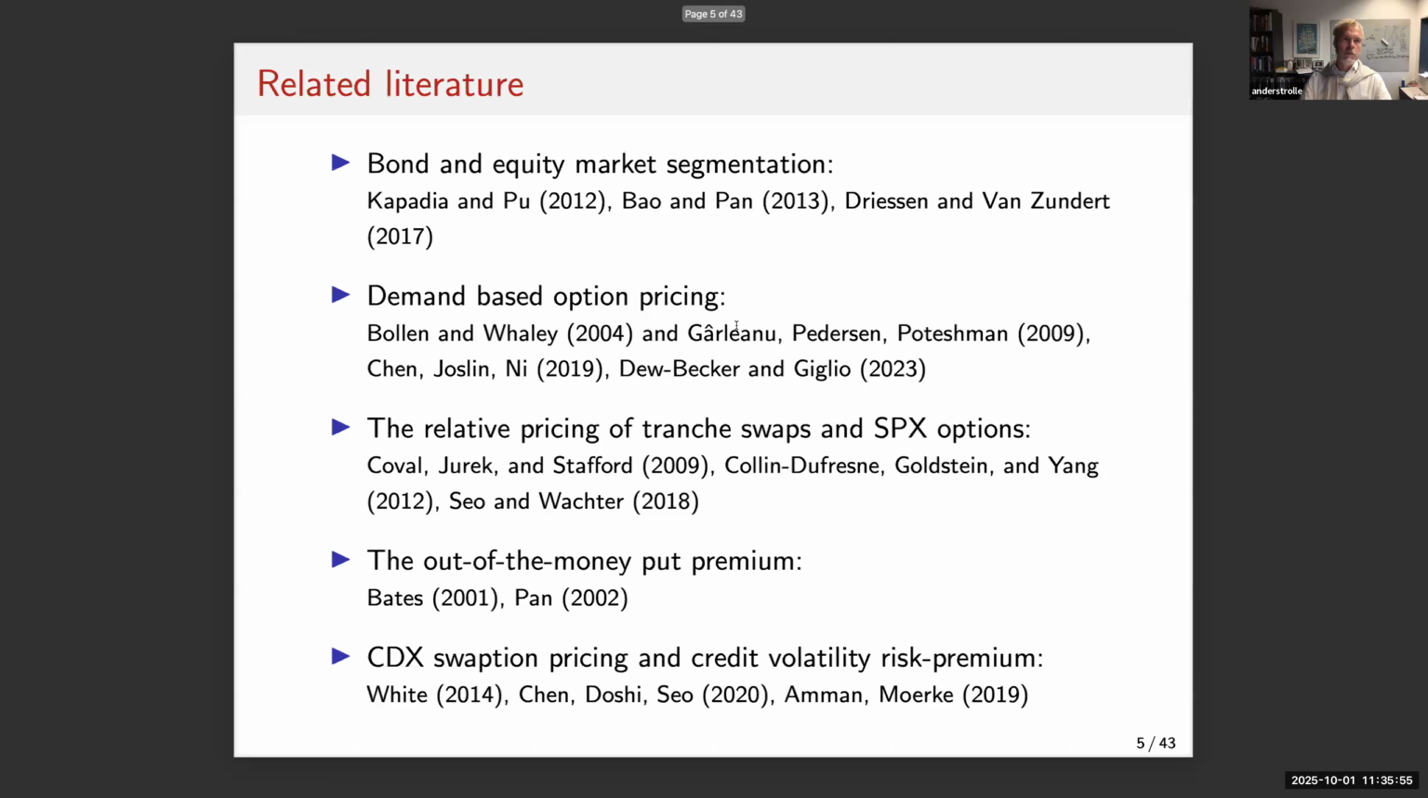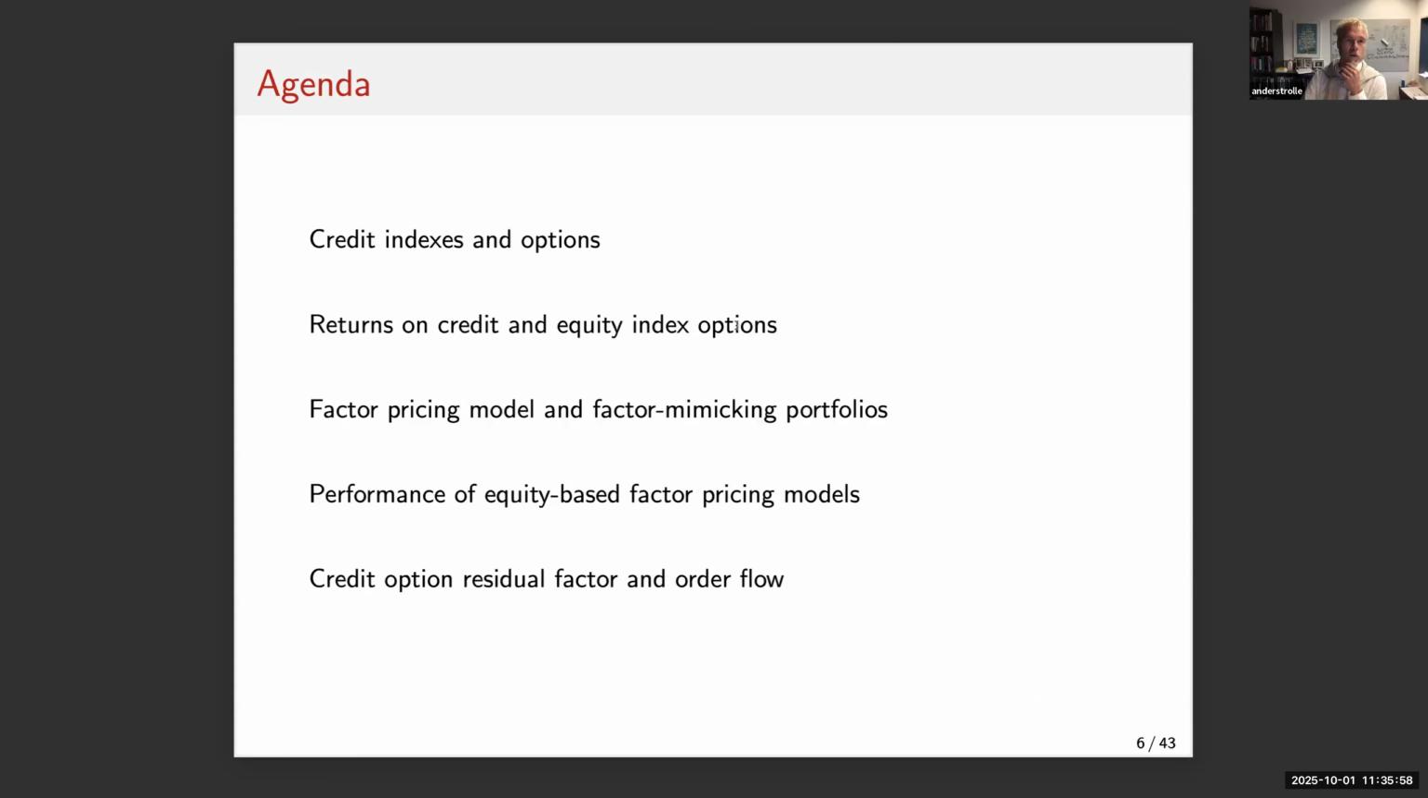So let me, maybe in the interest of time, skip the related literature. So this is the plan for the talk. I'll first talk a little bit about these credit indices and their options and what the payoffs are. Then I will look at the returns on these credit and equity index options and compare them. Then I will introduce a factor pricing model for options and construct factor mimicking portfolios and compare the performance of the factor mimicking portfolios across credit and equity. And then I look at how well this sort of an equity-based factor pricing model does in terms of pricing the credit index options. And then finally, I will try to explain this mispricing by relating it to the order flow in credit index options.